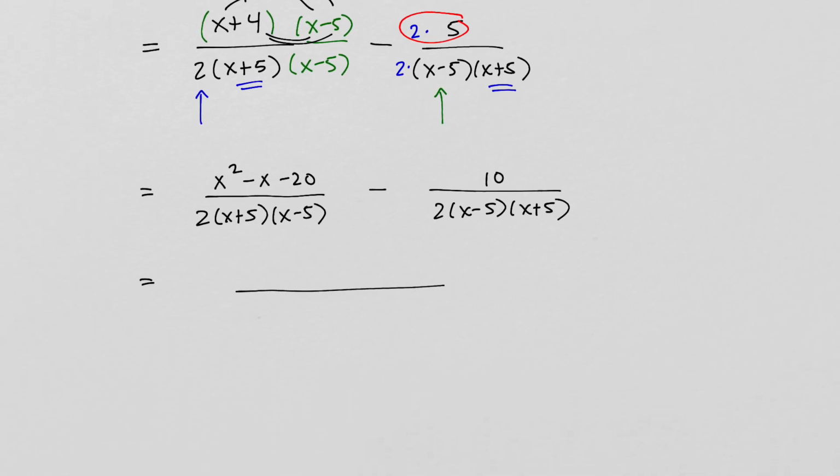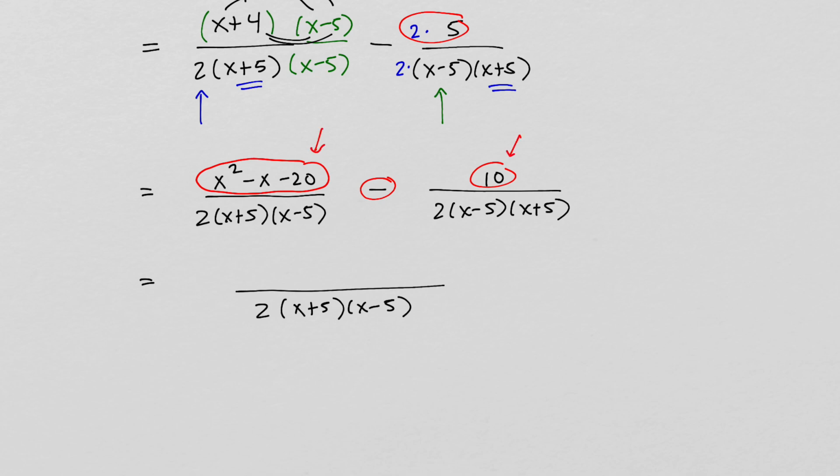Now for our final answer, we're going to keep our common denominator. By the way, I should point out that when you write your common denominators, it doesn't matter if the factors are in a different order as long as they're all the same, okay? So I have 2 times x plus 5 times x minus 5. And in the numerator, we have x squared minus x minus 20 minus 10. Well, negative 20 minus 10 is negative 30. So that's going to become x squared minus x minus 30.